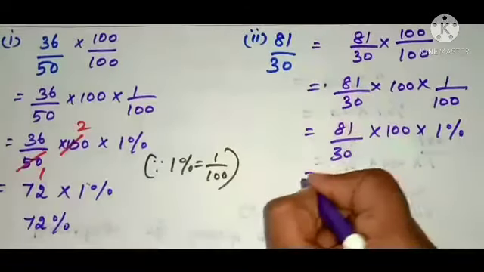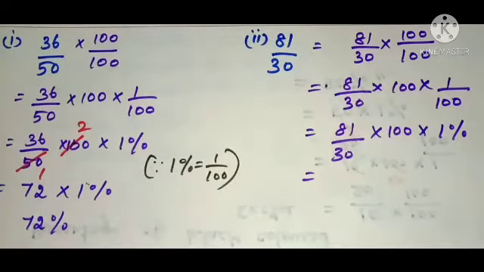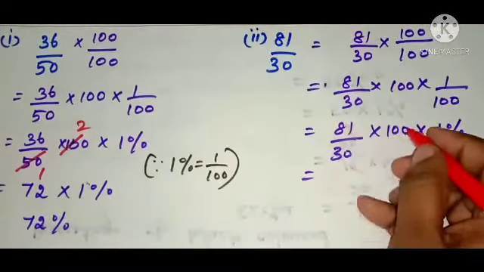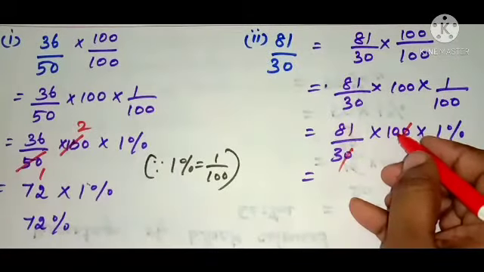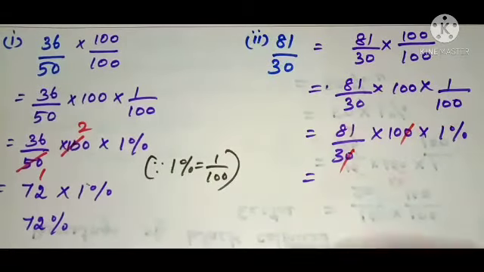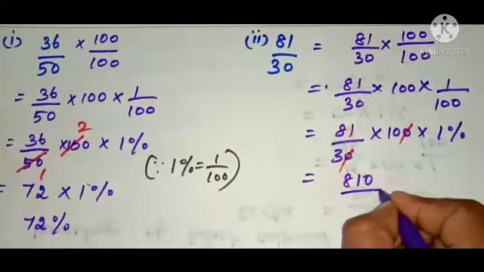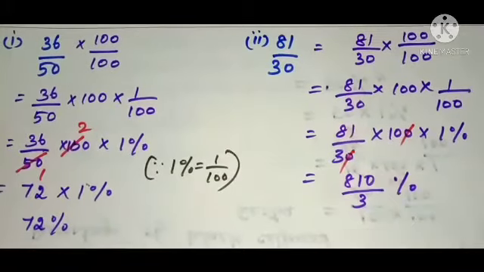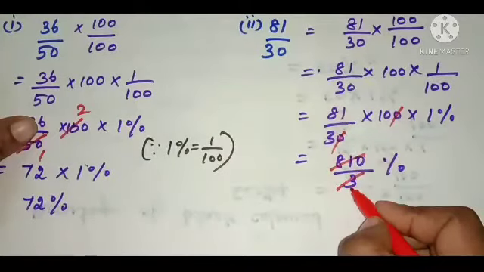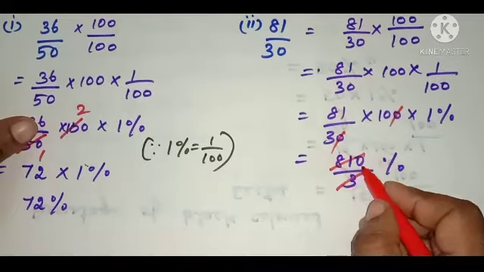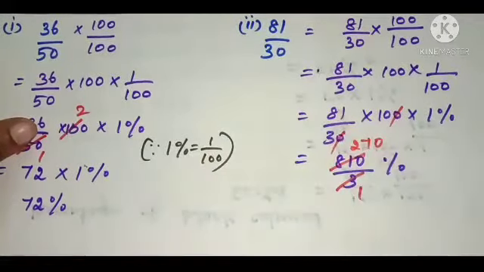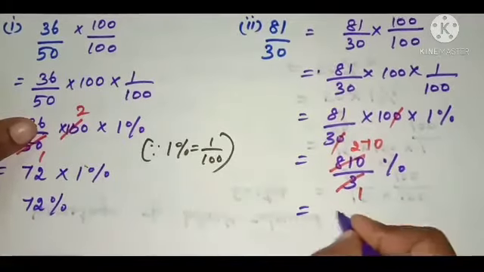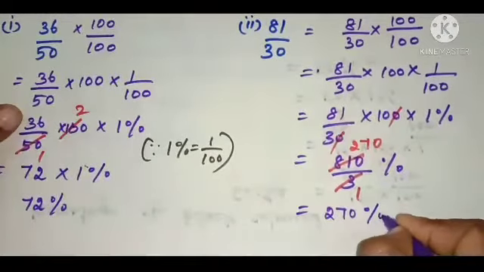Now cancelling 30 and 100. Here 3 in the denominator. In the numerator we get 10. So 810 by 3%. 810 by 3. Again when we cancel 810 by 3, we get 270. So our answer is 270 percentage.